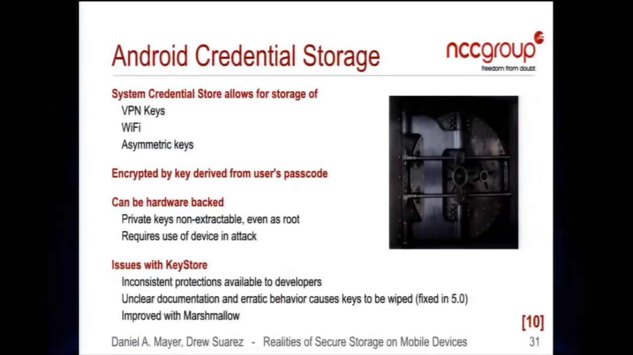Luckily, with Marshmallow, they've improved this greatly. There's very clearly defined results and expectations for using the Keystore. And I mentioned, earlier on the slide, the secret keys that can now be stored in the Keystore. This was only possible before using an undocumented API, but now it's fully supported. So you can store arbitrary application secrets in the Keystore as well, and not just asymmetric keys.